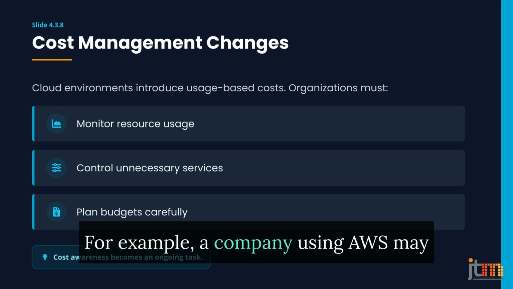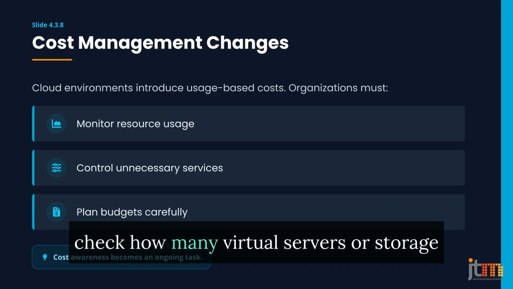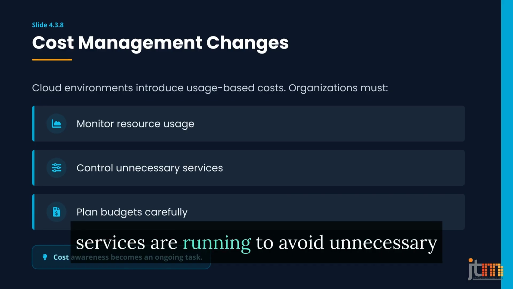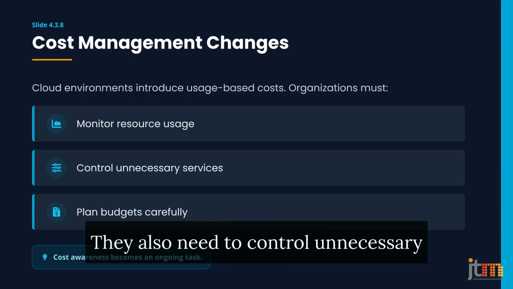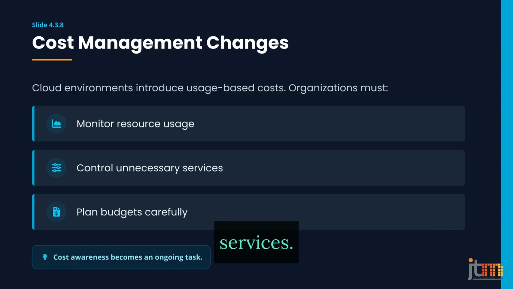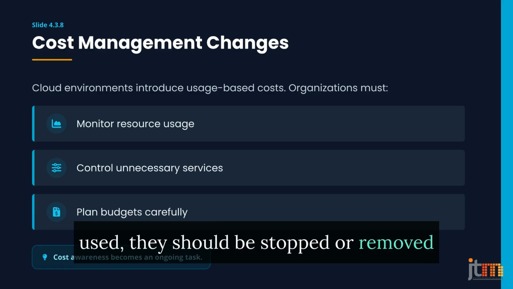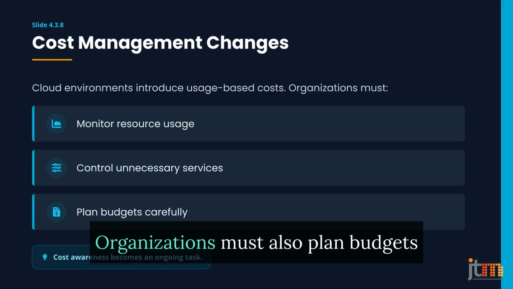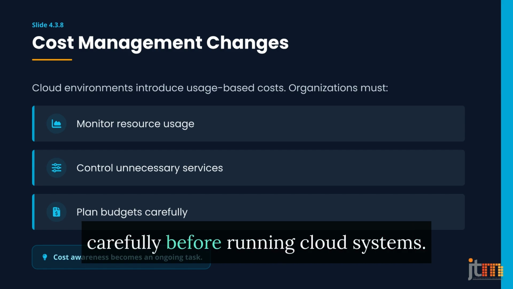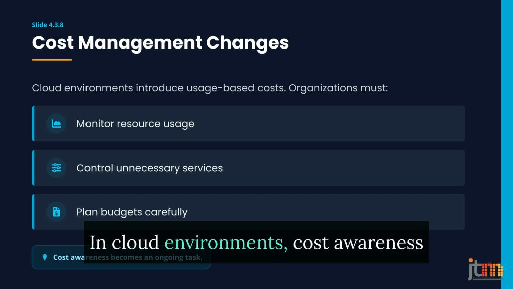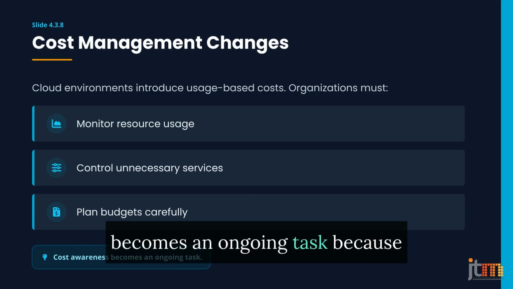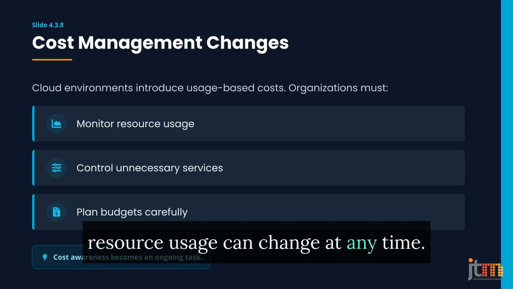For example, a company using AWS may check how many virtual servers or storage services are running to avoid unnecessary costs. They also need to control unnecessary services. If some cloud resources are not being used, they should be stopped or removed to reduce spending. Organizations must also plan budgets carefully before running cloud systems. In cloud environments, cost awareness becomes an ongoing task because resource usage can change at any time.